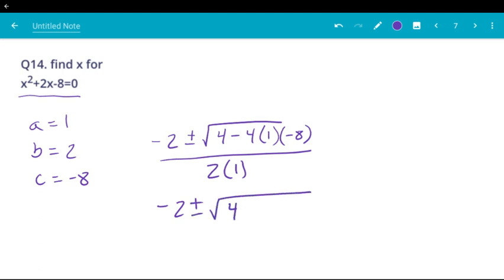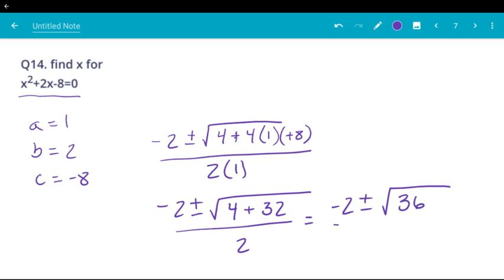And again, I like to go ahead, if this is a negative here and I have another negative here, I'm just going to change those to positives. That way I don't have to worry about it anymore. And that's a 32 all over 2. Keep going. Negative 2 plus or minus the square root of 36 all over 2.